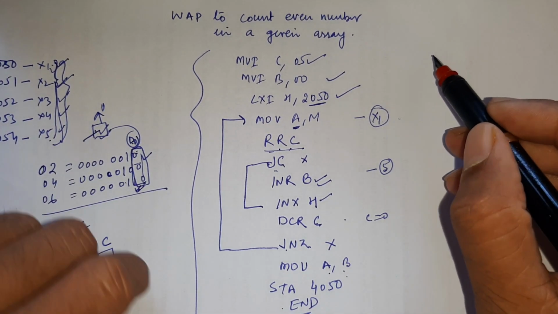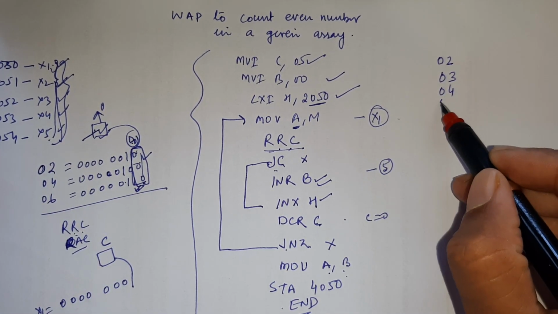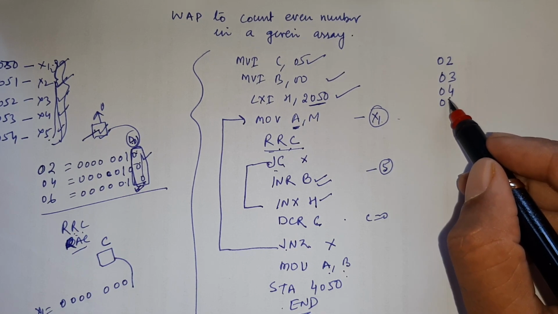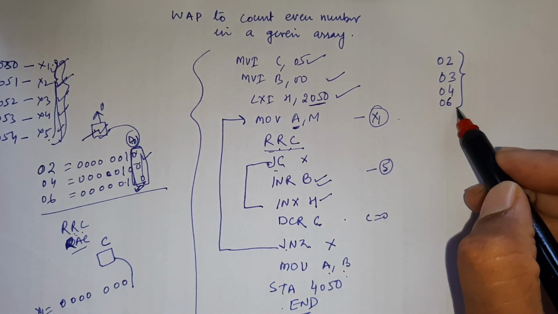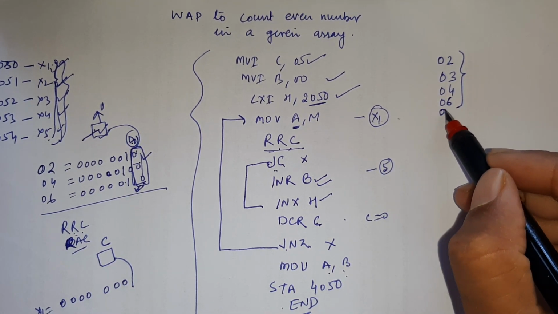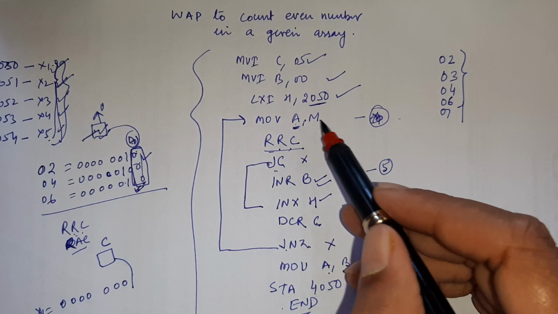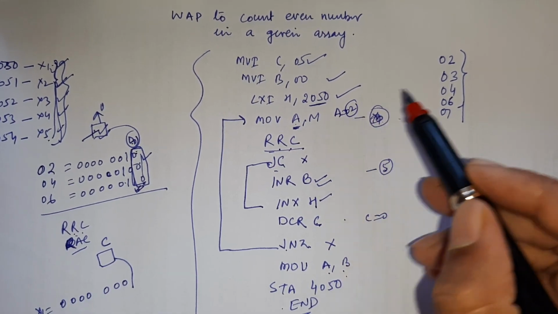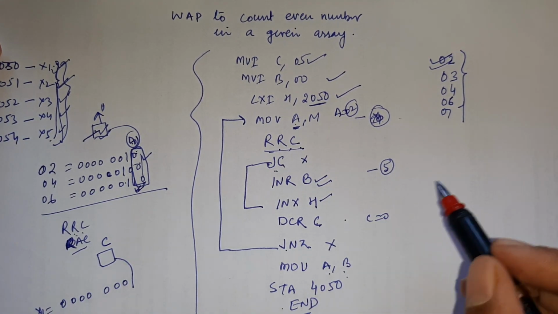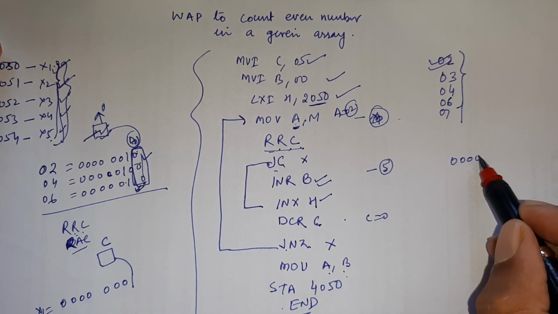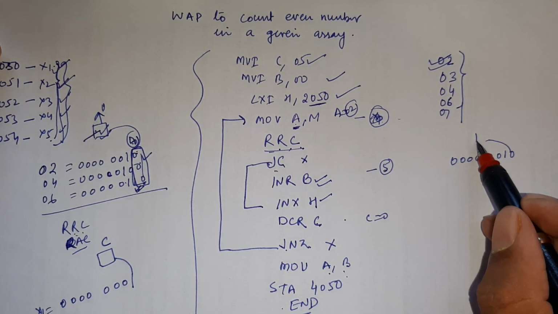I have 5 numbers. Suppose I have taken 02, 03, 04, and suppose 06. Okay, I have just taken 5 numbers. So how is this going to work? In the first case the value of A is 02. RRC, what happened? 02 means 0 0 0 0 0 0 1 0. When you do RRC, this bit will go to carry.